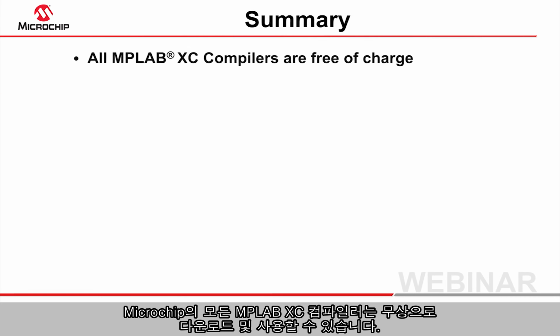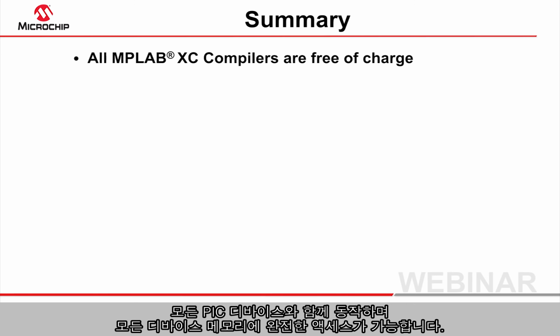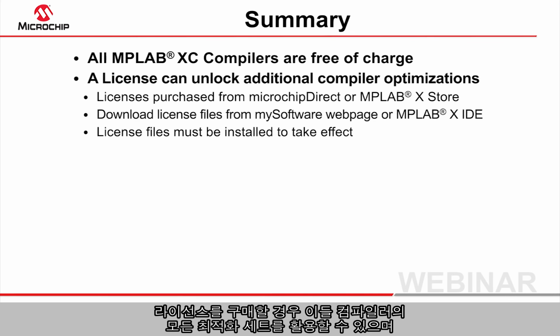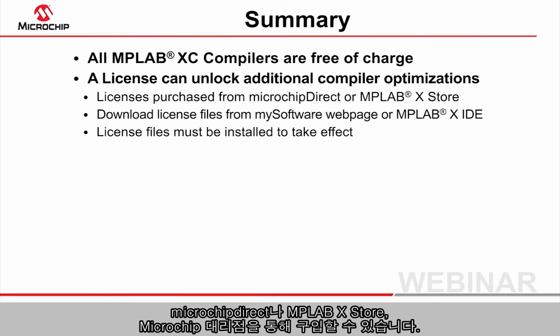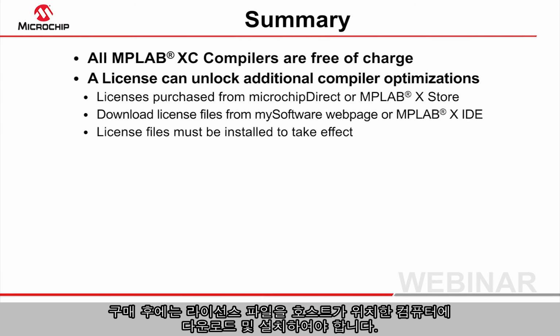All Microchip's MPLAB XC compilers can be downloaded and used free of charge. They run indefinitely, work with all PIC devices, and allow full access to all device memory and features. A license gives you access to the full optimization sets of these compilers. Licenses can be purchased through Microchip Direct, the MPLAB X Store, or through Microchip distributors. After purchase, a license file must be downloaded and installed on the computer which hosts the compiler.